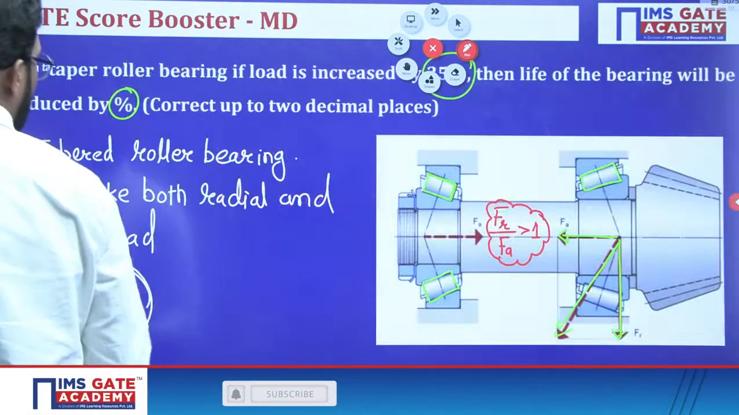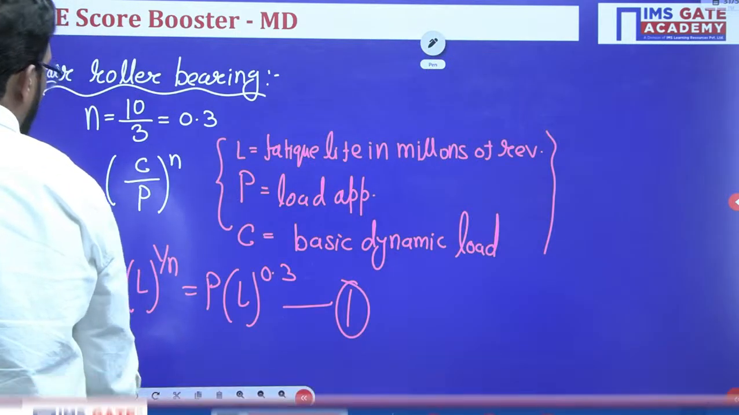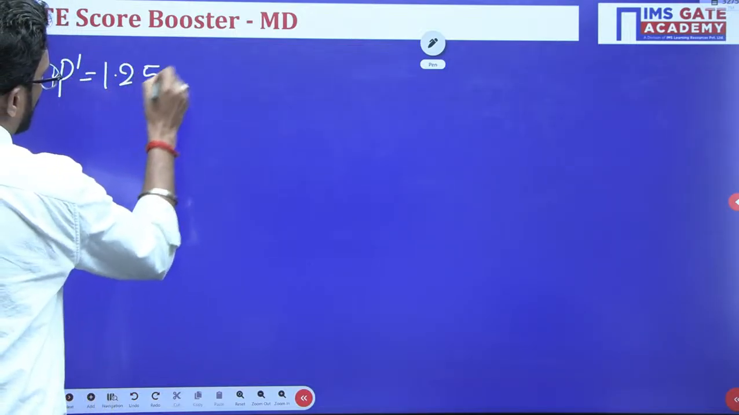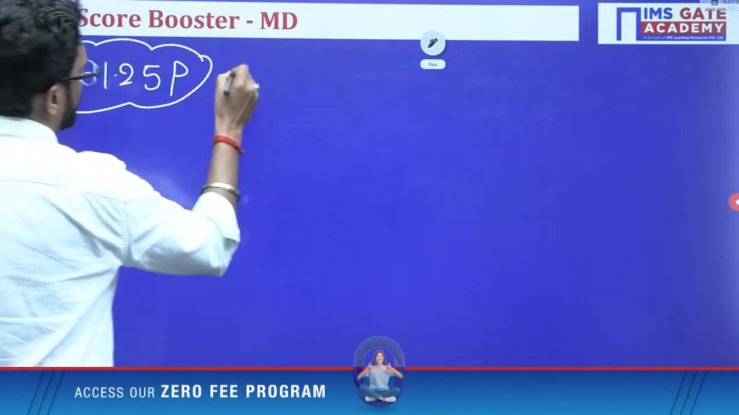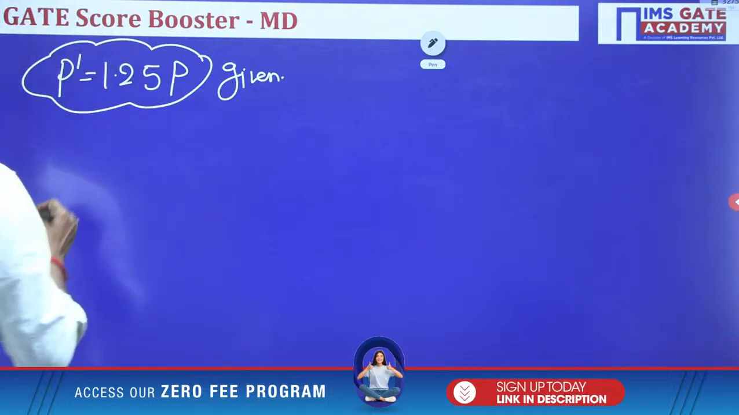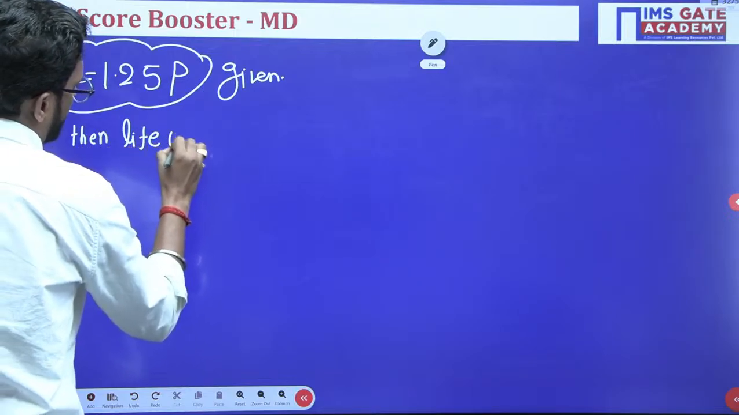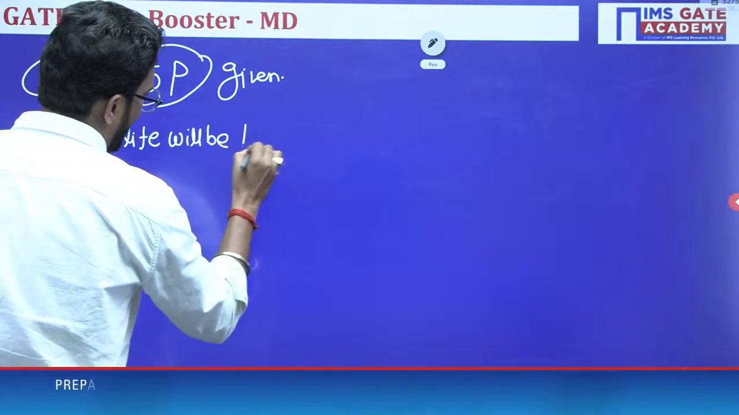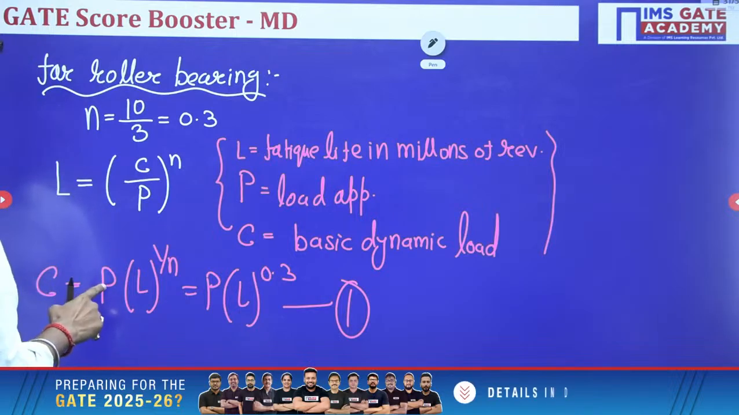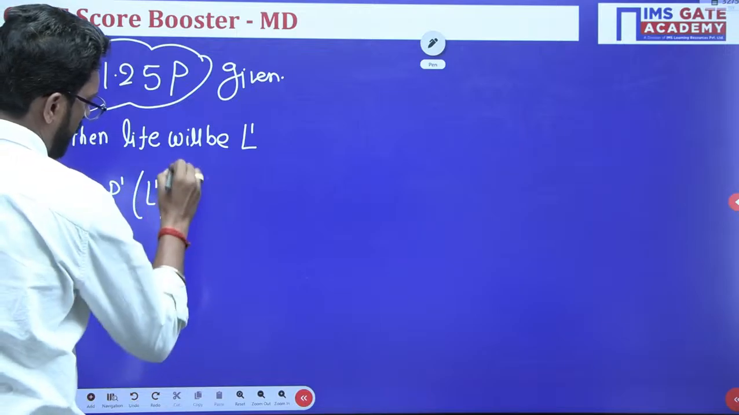Now, if we increase the load by 25%, that means now my P dash is equal to 1.25 times the initial value. This is given. Then the life will be, let's suppose, L dash. So what is C dash? C dash is P dash into L dash to the power 1 by N. Yes or no?